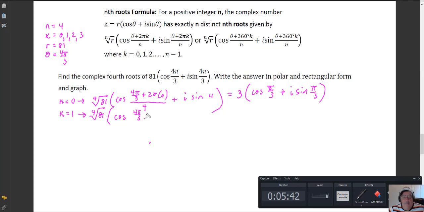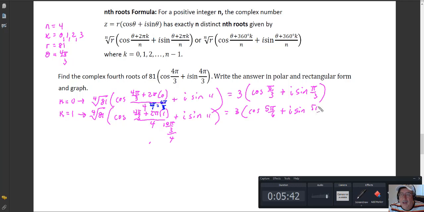It'd be 4 pi over 3 plus, when k is 1, 2 times pi times 1 all over 4. And I'll put plus i sine, ditto. This is the second of the fourth roots: 3 times the cosine of 4 pi over 3 plus 2 pi times 1 over 4. Now 2 pi times 1 is 2 pi, which is 6 pi over 3. So what we would get here is 10 pi over 3, divided by 4 is 10 pi over 12. So this would give us 5 pi over 6 plus i sine 5 pi over 6.